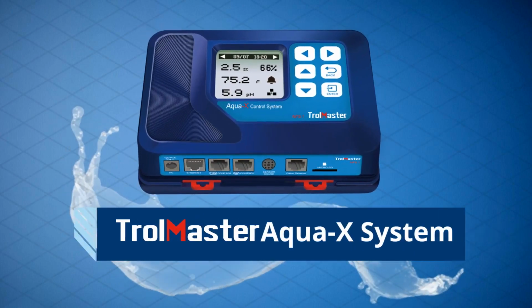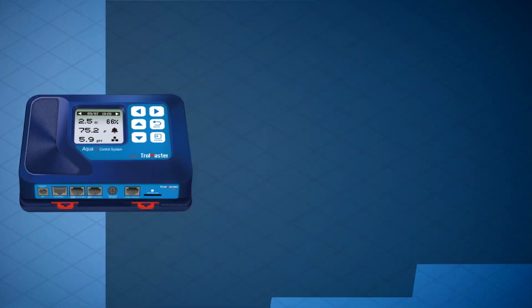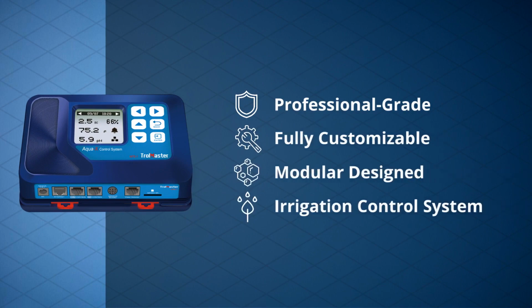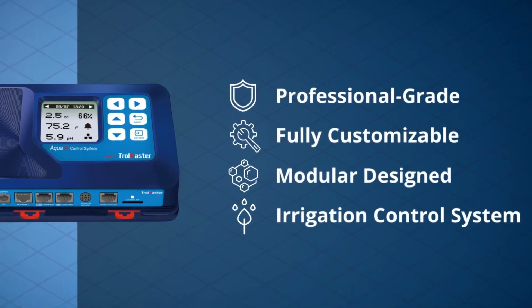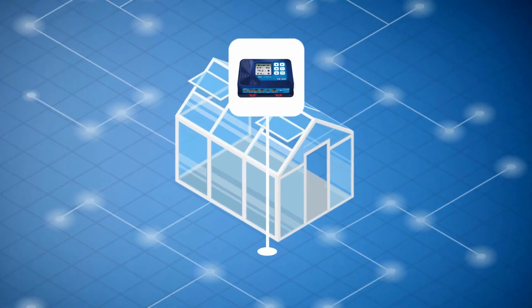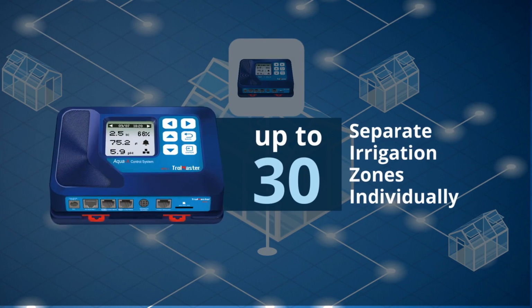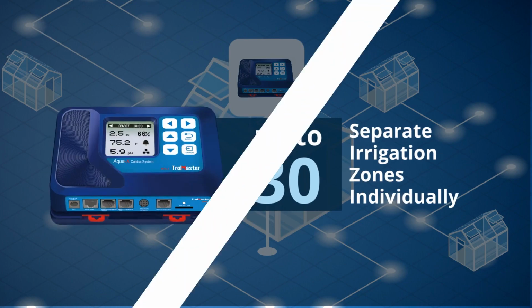Introducing the Trollmaster Aqua X system. It is a complete professional-grade, fully customizable, modular design irrigation control system. Installation is simple and the system is easy to expand. The Aqua X is designed to control up to 30 separate irrigation zones individually.